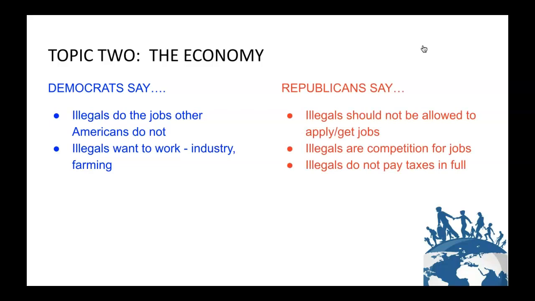Republicans, on the other hand, believe that illegals should not be allowed to apply or even get jobs in the first place, and many Republicans would advocate for implementing an E-Verify system to make sure that people who want the jobs here do so legally.